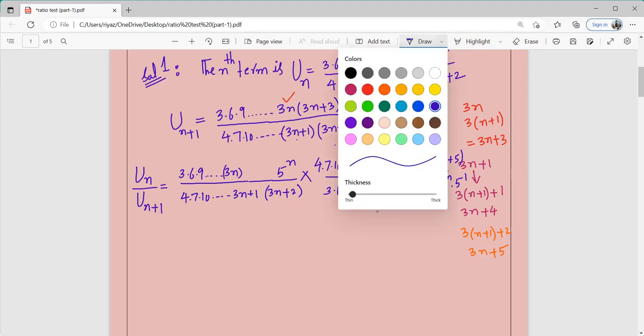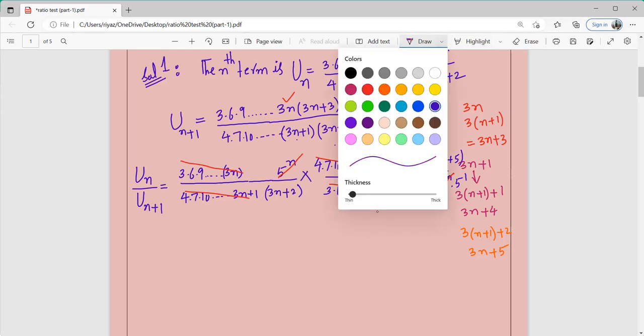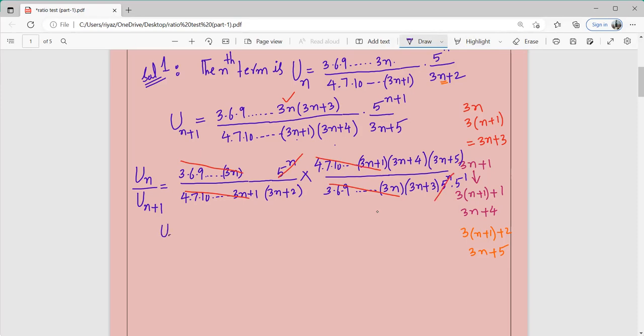So then what I am going to do, I am cancelling from terms. 3 into 6 into 9 up to 3n, 3 into 6 into 9 up to 3n cancel, 4 into 7 into 10 up to 3n plus 1, 4 into 7 into 10 up to 3n plus 1 cancel, 5 power n here, 5 power n cancel here. So after that remaining values, whatever left off, let me write un by un plus 1. It is equal to, देखिए अभी whatever left off, we should write it.